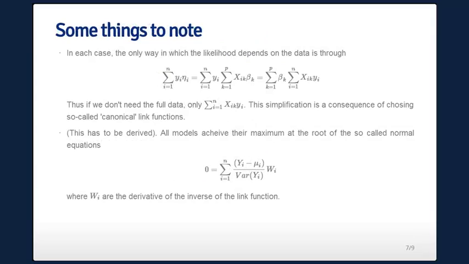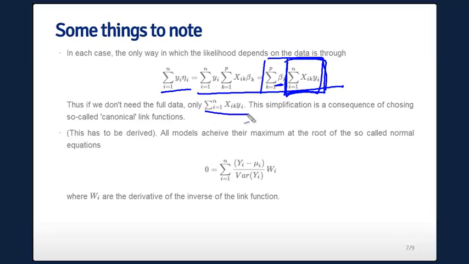It's interesting to note that in each of these cases, the likelihood only depended on the summation of y i eta i, which you can do the arithmetic and see works out to be this. So the likelihood only depends on that guy right there. The betas we don't know, but of the data that we know, it only depends on those. So we don't actually need the full data; we only need those things. And this simplification is a consequence of the link functions that we've chosen. If we didn't choose those link functions, that wouldn't be the case.